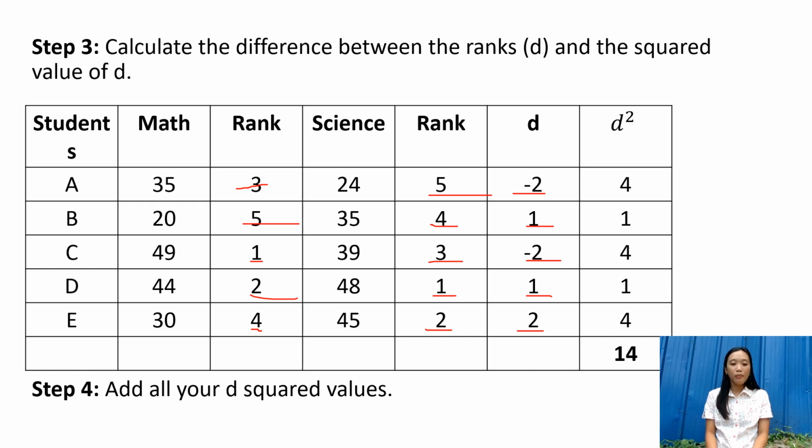So, negative 2 multiplied by itself is 4. 1 times 1 is 1. Negative 2 multiplied by itself is 4. 1 multiplied by itself is 1. 2 multiplied by itself is 4.